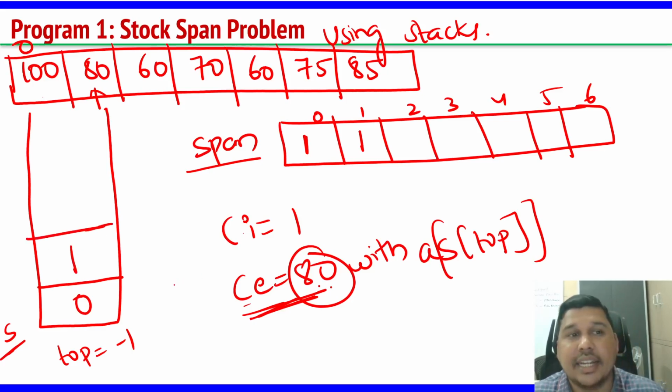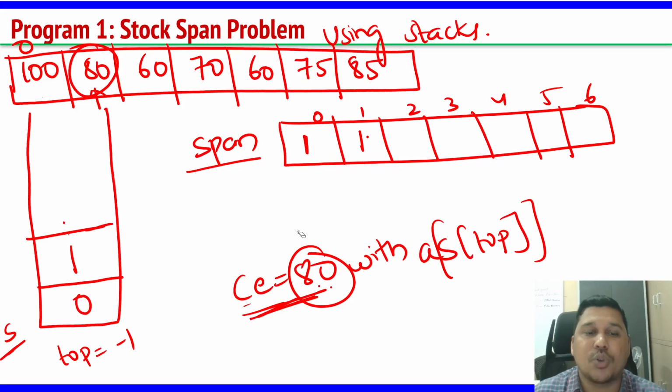Your job is to iterate over the array elements, take every element, and compare it with the top of the stack element. After comparing, if that is not less than, just put 1 here and insert the element index into the stack. Now this 1 has come here and 1 also came here.